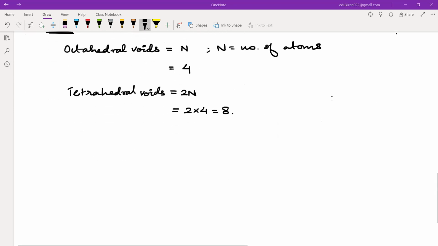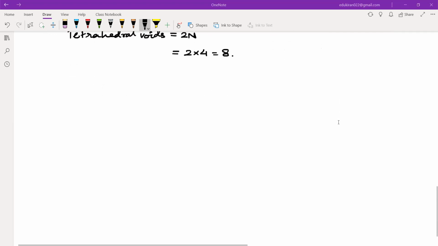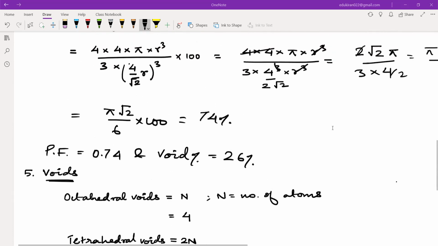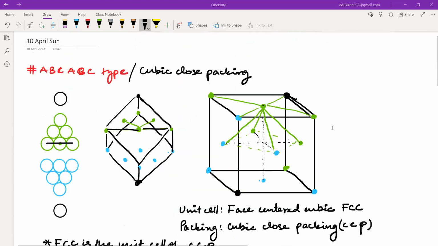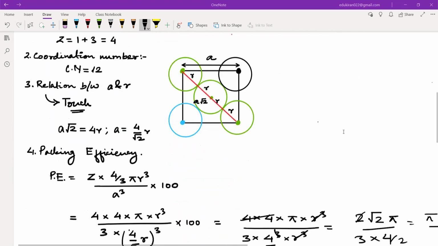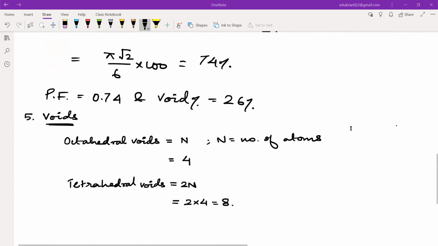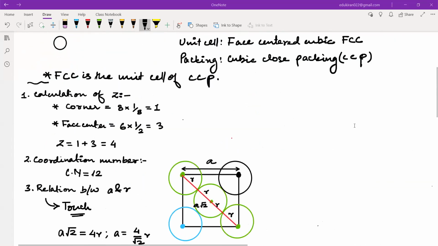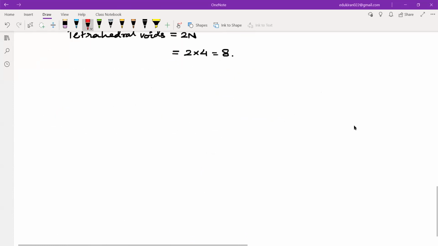Okay. Now we have discussed everything till now. Now we will discuss the next type of unit cell, that is AB type. We have discussed ABC, which is cubic close packing. ABC type is discussed. Now we'll discuss AB type. So let me write the topic. Please write the topic with me. AB type.